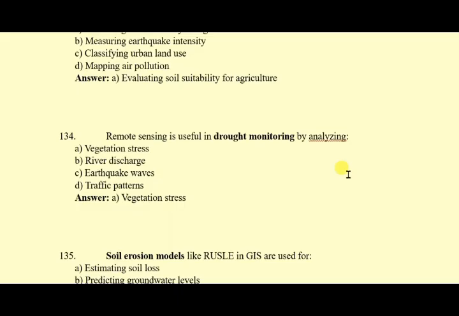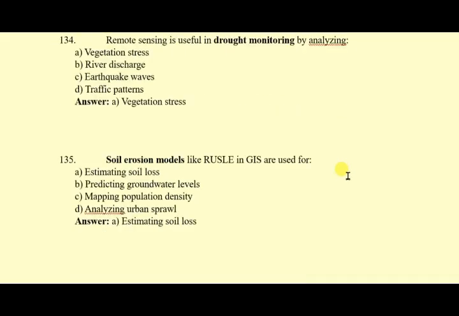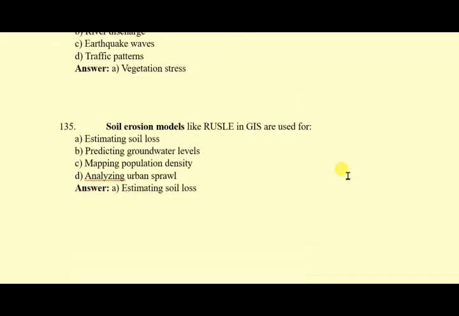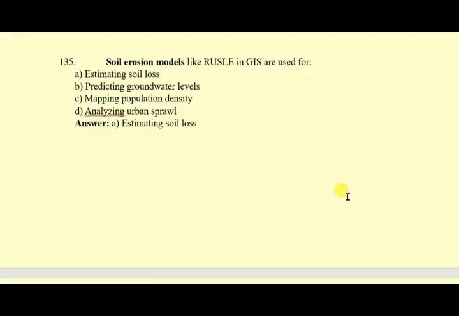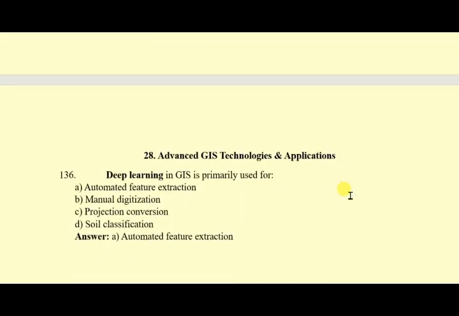Remote sensing is useful in drought monitoring by analyzing vegetation stress, river discharge, earthquake waves, traffic patterns. Here the right answer is vegetation stress. Question 135. Soil erosion models like RUSLE in GIS are used for estimating soil loss, predicting groundwater levels, mapping population density, analyzing urban sprawl. Here the right answer is estimating soil loss.